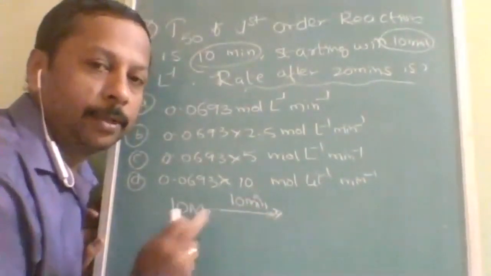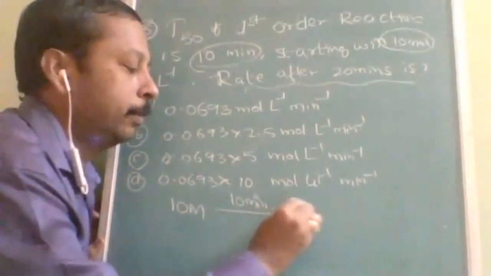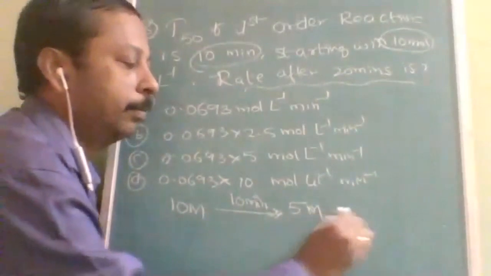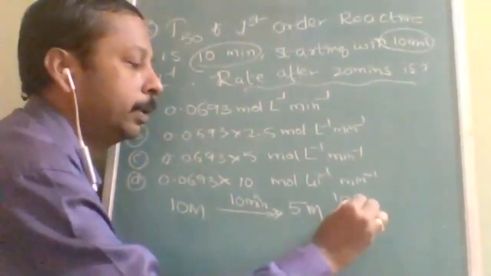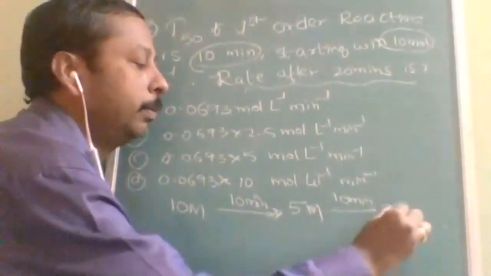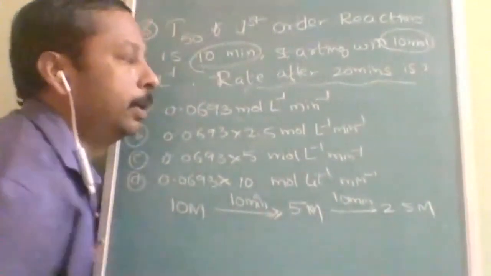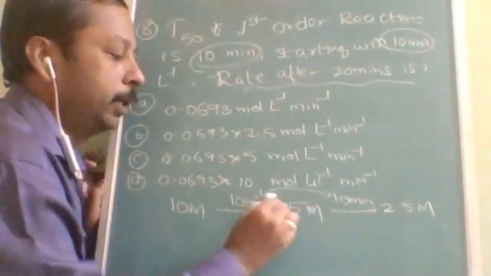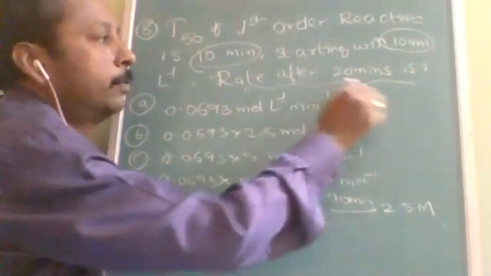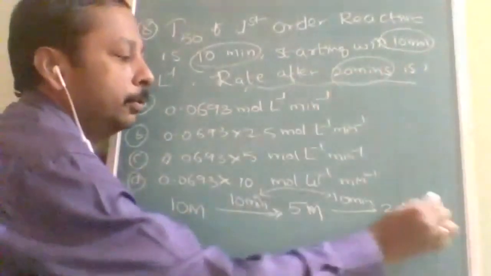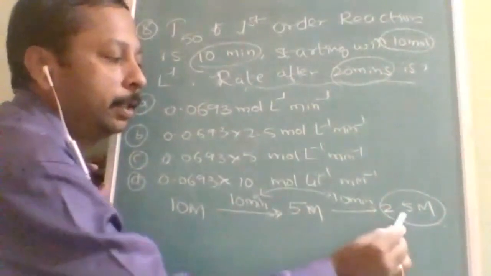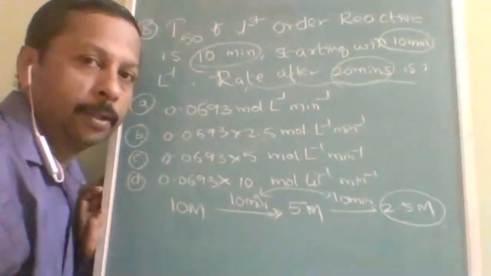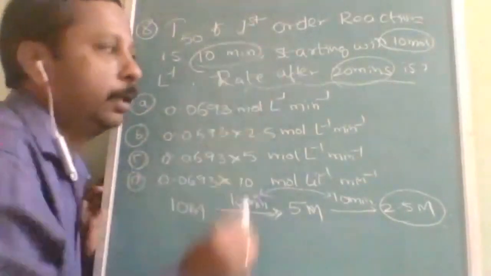After 10 minutes, this will become half of this, and after another 10 minutes it will become 2.5 molarity. Why am I taking only two times? Because 10 minutes, 10 minutes, that is 20 minutes. So after 20 minutes the concentration is 2.5. Understood?